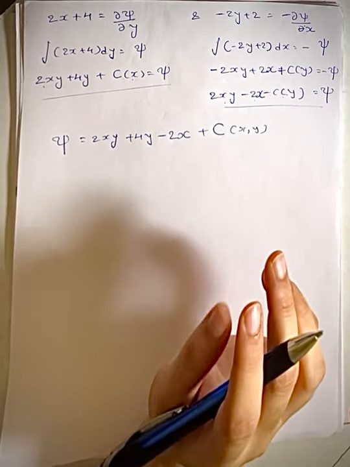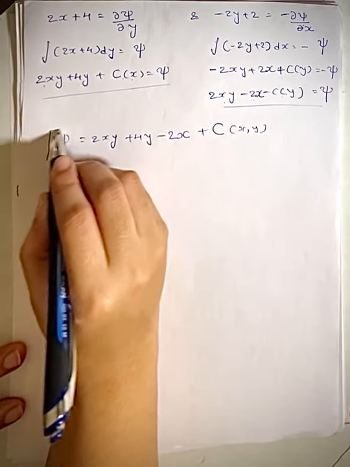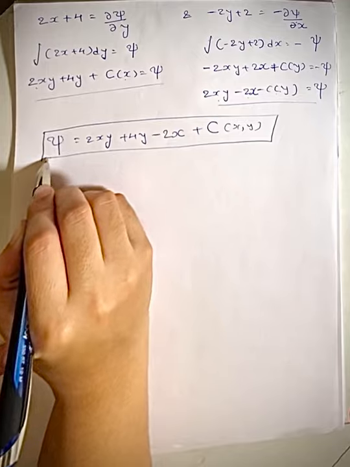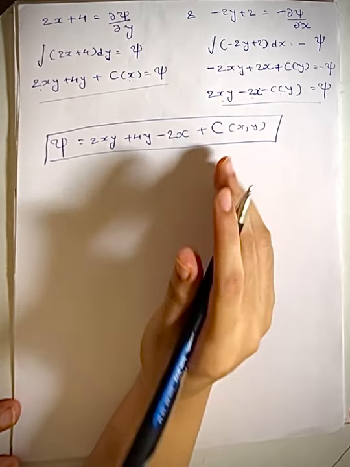So this is something, and you must be given one of these as the psi in the A, B, C, D options. You just have to check which matches, and that's the answer. Alright, so this was the question.